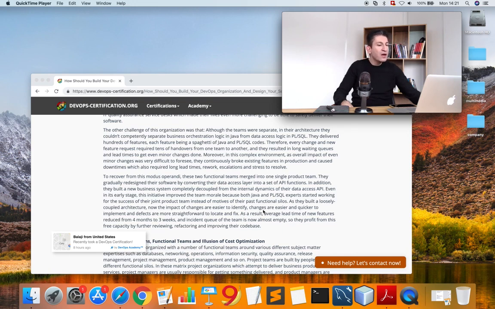As they built a loosely coupled architecture, now the impact of changes is easier to identify. And changes are easier and quicker to implement, and defects are more straightforward to locate and fix. As a result, average lead time of new features reduced from 4 months to 3 weeks. The incident queue of the team is now almost empty, so they profit from this free capacity by further reviewing, refactoring, and improving their code base.